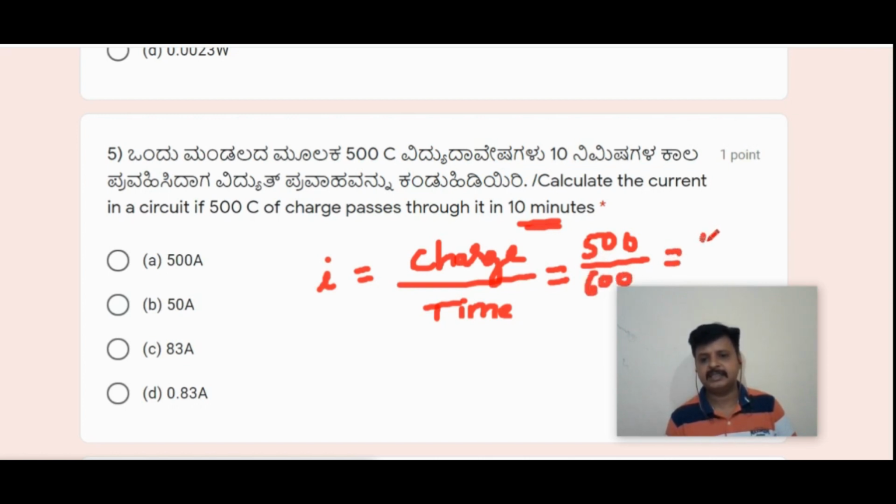500 by 600 is nothing but 5 by 6, the zeros cancel. 5 by 6 is nothing but 0.83. Current I is usually measured in amperes. So the correct option for this question is 0.83 amperes. So D is the correct option.